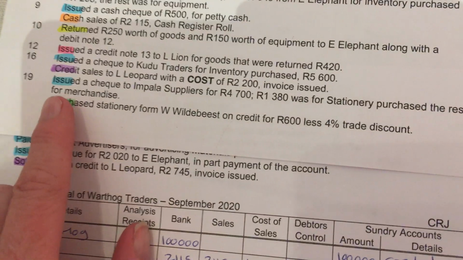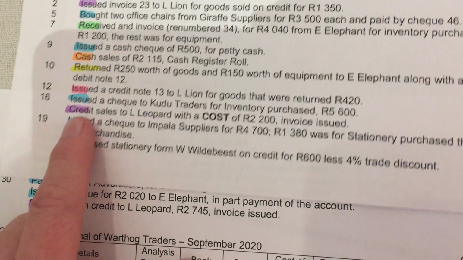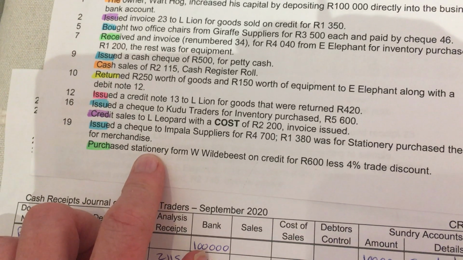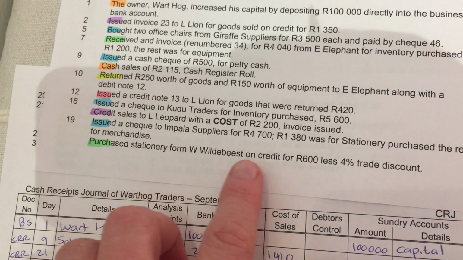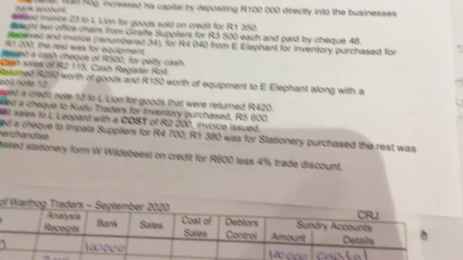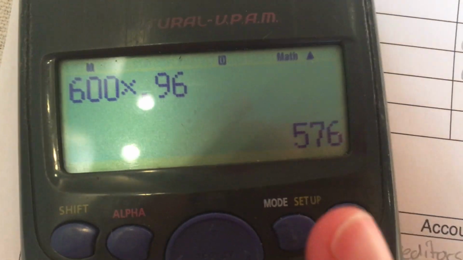Okay, on the 19th, here I'm just trying to find the correct one. We're going to do the actual credit purchases one. Here we purchased stationery from Wildebeest on credit for 600 Rand less the 4% trade discount. So now remember, we worked this out earlier. We don't need to owe them the full 600. We are only going to owe them 96% of that, so it's 576.